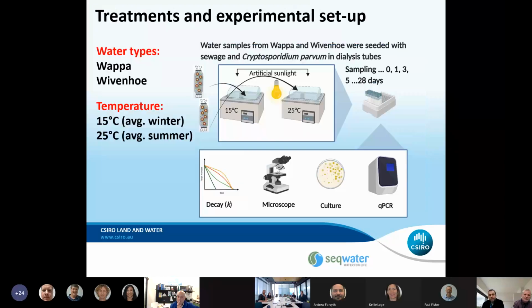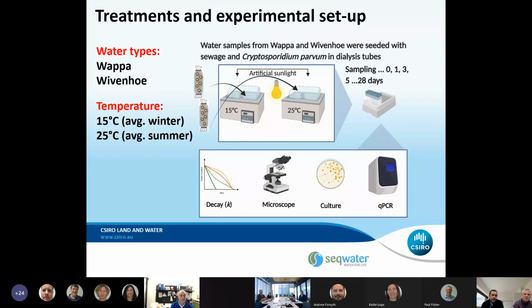So these are the treatments and experimental setup. We chose 2 water types, Wappa and Wivenhoe, because their characteristics were different. I think Wappa had high turbidity compared to Wivenhoe, and Wivenhoe's pH was greater than Wappa's. We also chose 2 temperatures, 15 degrees centigrade and 25 degrees centigrade. These are average winter and summer temperatures in South East Queensland.